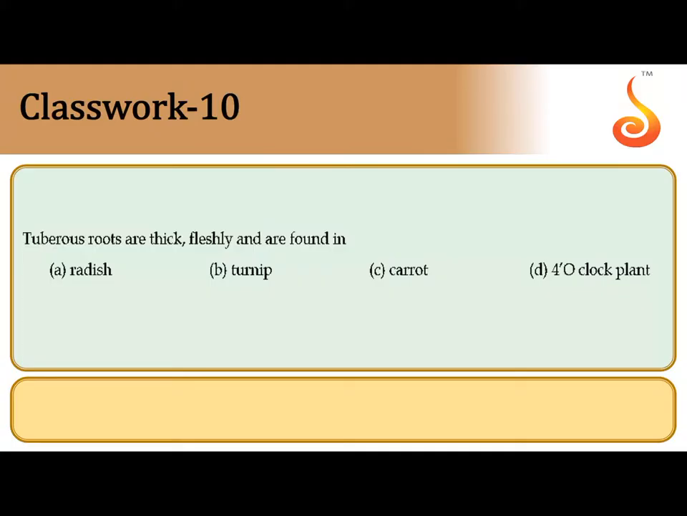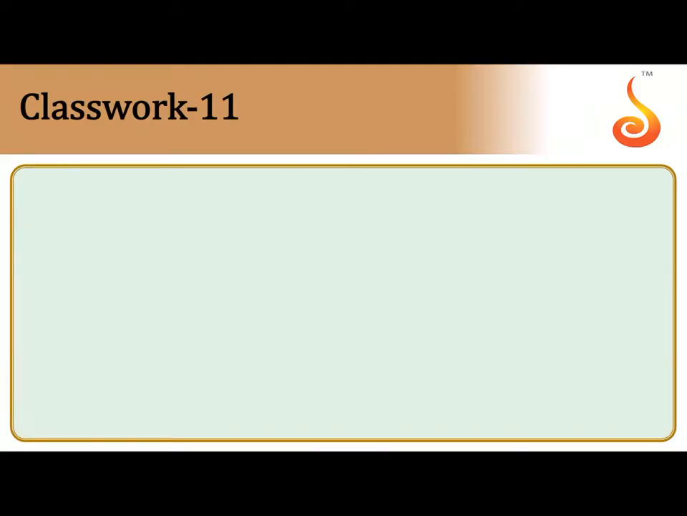Tuberous roots are thick and fleshy. Now they are talking about not the tuberous roots of sweet potato. The tuberous roots of sweet potato are adventitious roots, but sometimes a tap root may also become irregular in shape. So tuberous roots which are tap roots which become irregular in shape are found in the four o'clock plant, that is Mirabilis jalapa.